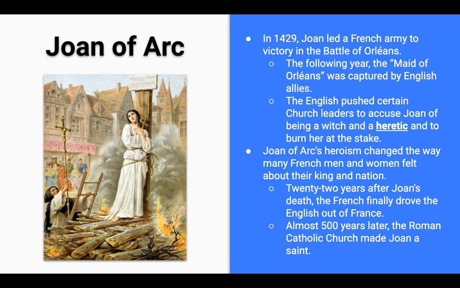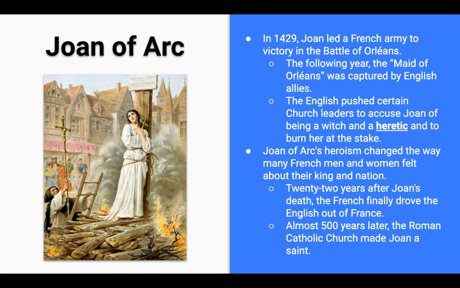Again, burning at the stake, that was a pretty common form of execution, specifically for those who were accused of witchcraft at the time. And it is just how it sounds. She was burned alive at the stake.